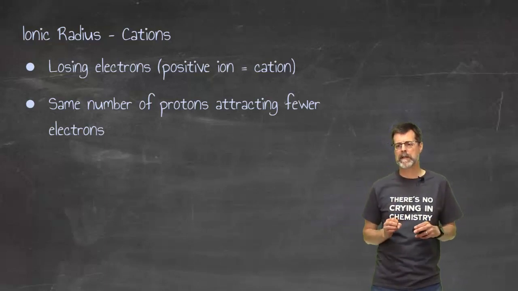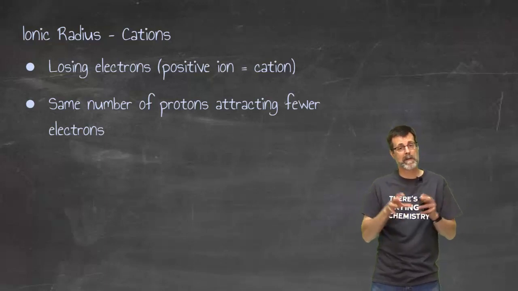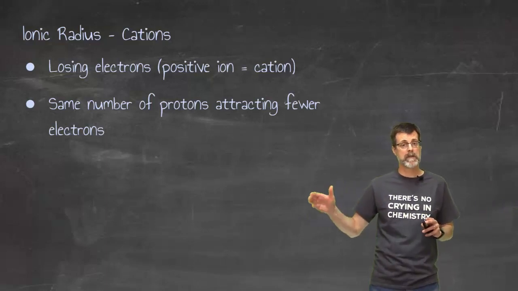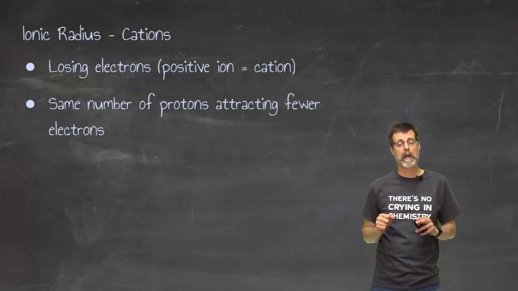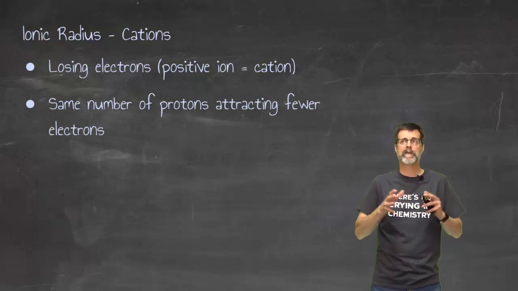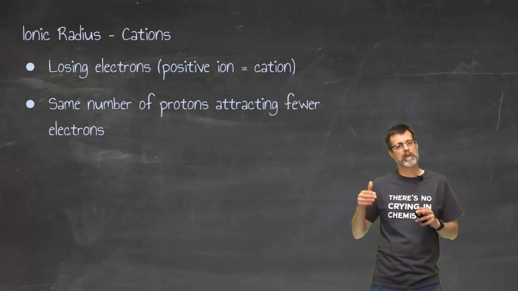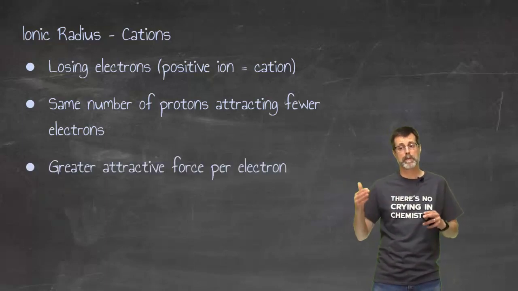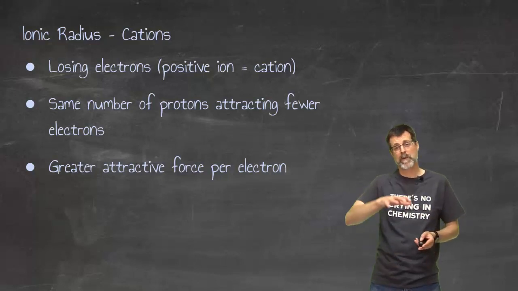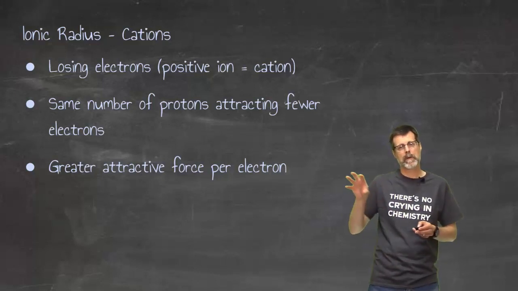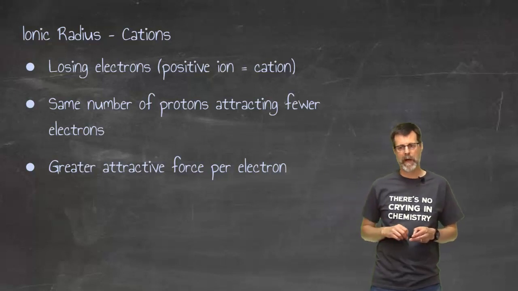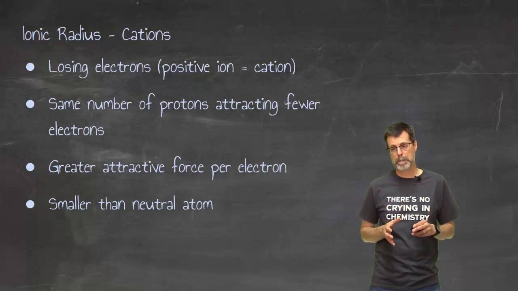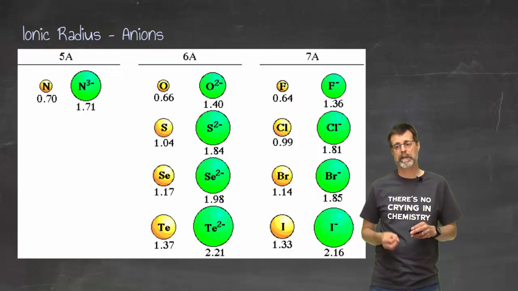But it's more than that, because now I have the same number of protons, positive charge, attracting fewer electrons. I've lost electrons, so I don't have as much electron repulsion, electron-electron repulsion I should say, and I've kind of increased the amount of electron-proton attraction simply because there's a greater force of attraction per electron. There's the same number of protons attracting fewer electrons, so now each electron gets a little bit more attractive force. Point is, they are always going to be smaller than neutral because of that increased attractive force.